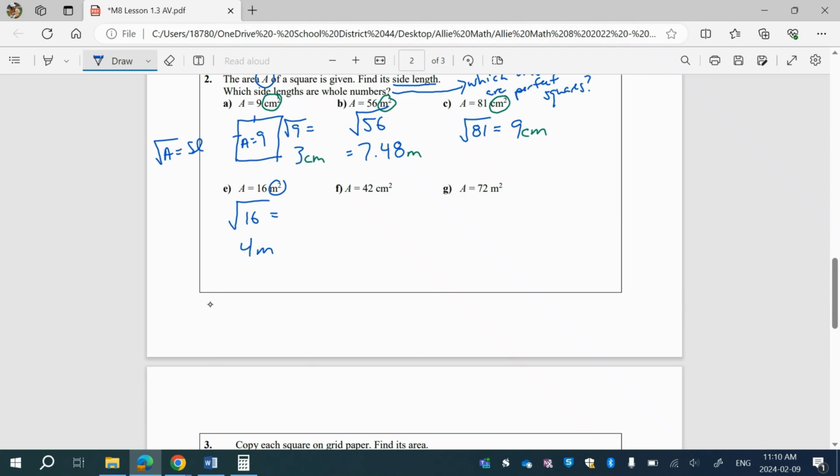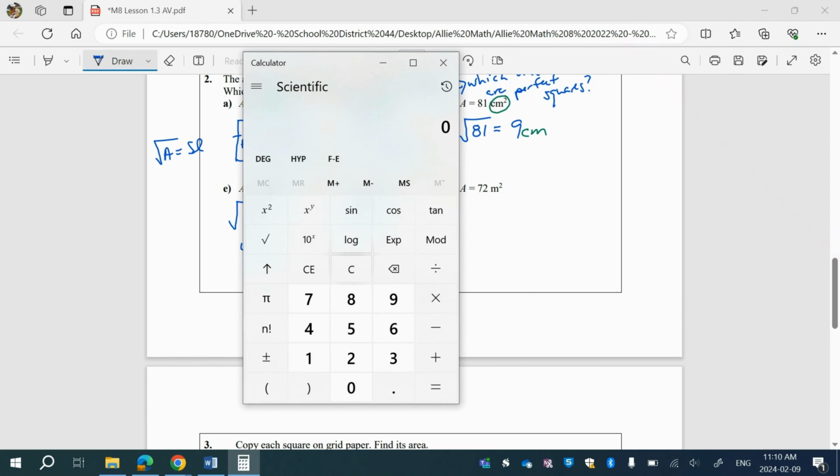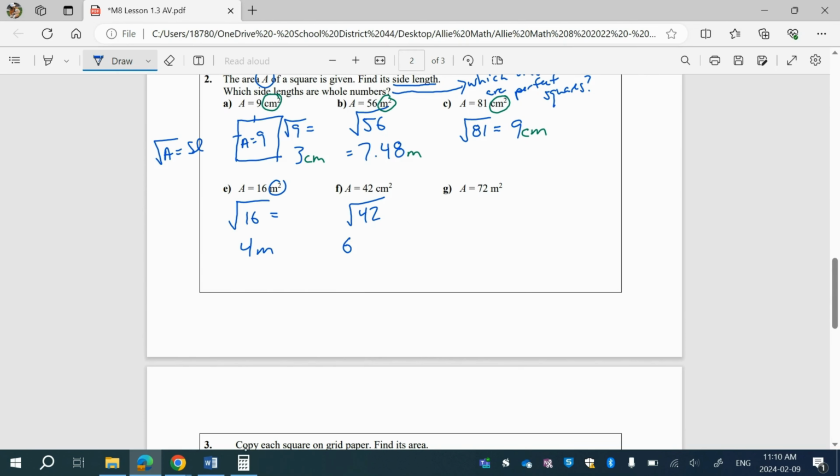Next, we have the square root of 42. This one, it doesn't stick out as one of our perfect squares, so I think it's going to be a decimal again. Let's find out. 42 square root. Okay, 6.48. 6.48, and it's centimeters.